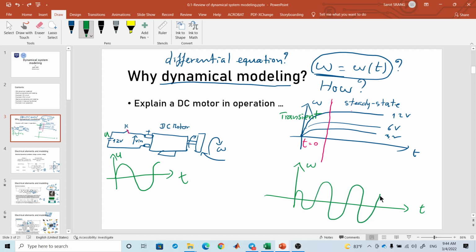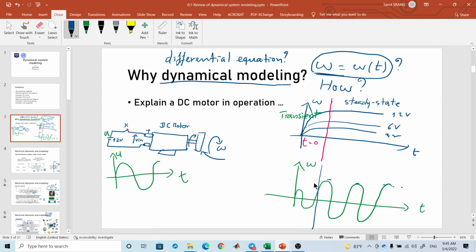Let's say in the first few seconds, or maybe less than a second, the shape of the curve here is not like a repeat. It does not repeat itself like this. So during this time we also call it transient. Then during this time we call it steady state because it repeats the same. It has the same sine wave.